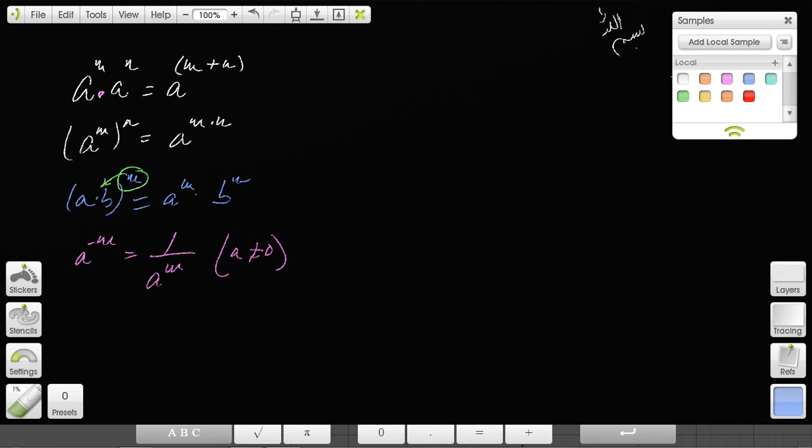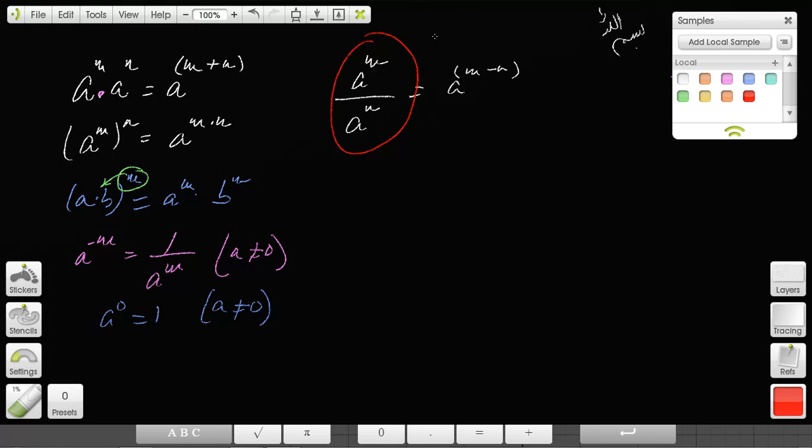Okay, this is the negative exponent property. a to the 0 equals 1. Again, a cannot be 0, and this is the zero exponent property. And this is a to the m over a to the n is a to the m minus n. This is the quotient of powers property.